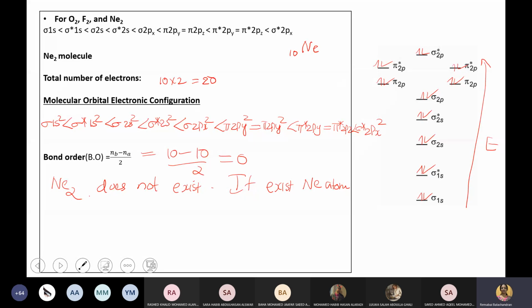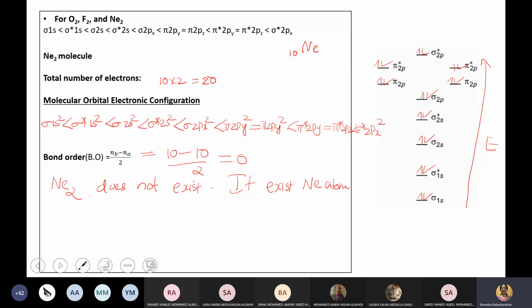And the last one, neon. Atomic number is 10. Total how many electrons? 20. So why do you take 20? Why do you double it? Because there are 2 neon. One neon has 10, so 2 neon has 20.